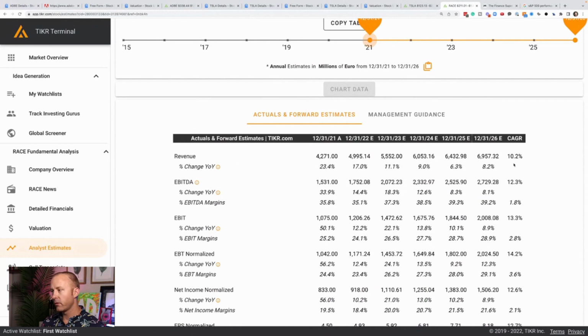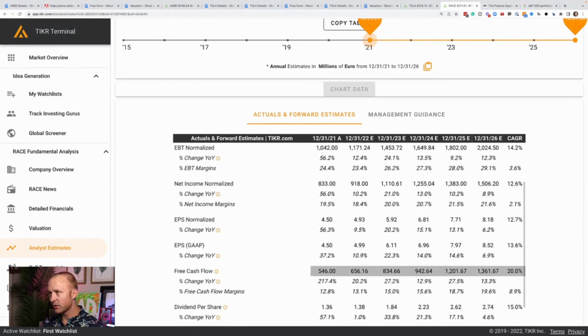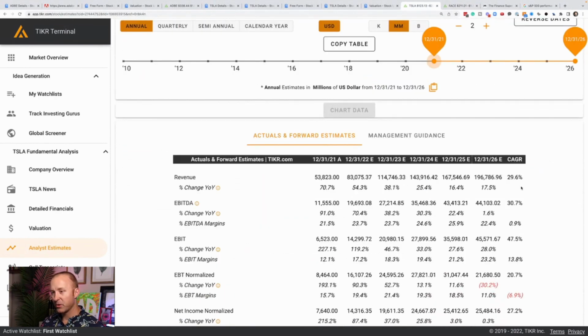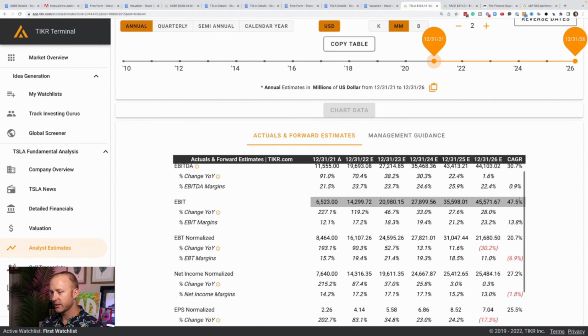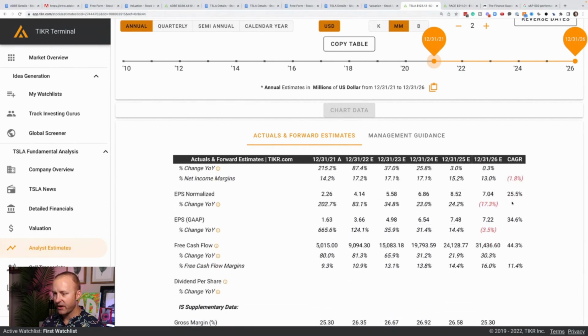But moving forward, Ferrari is expected to grow through 2026 at about a 10% compound annual growth rate for revenue, earnings per share at about 13%, and free cash flow at about 20%. Whereas Tesla is expected to grow revenue at about 30% per year through 2026, net income at about 27%, earnings per share at 25%, and free cash flow at 44%. So actually much stronger growth is expected from Tesla than from Ferrari. So Tesla may not be that overvalued like some people are saying right now.